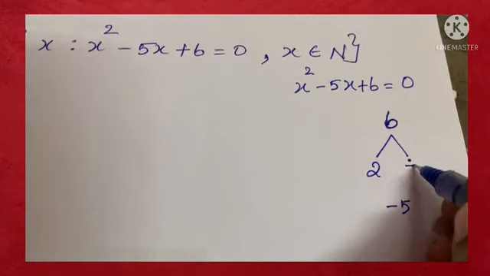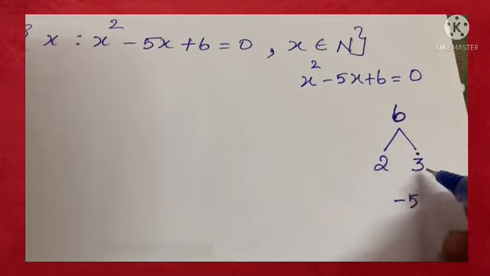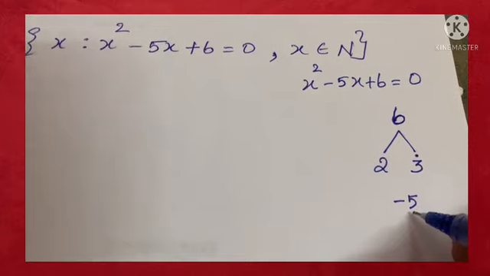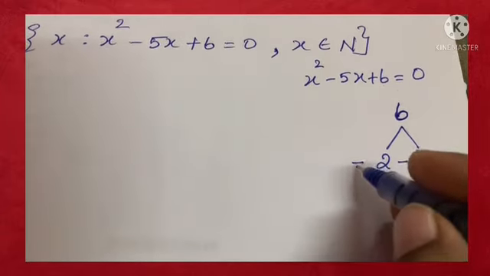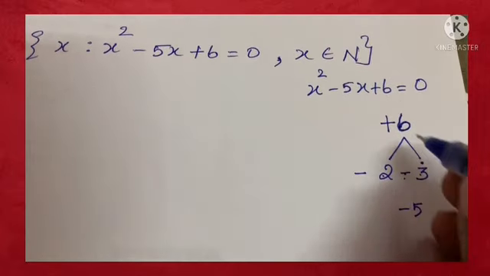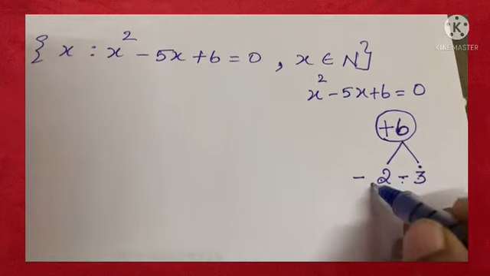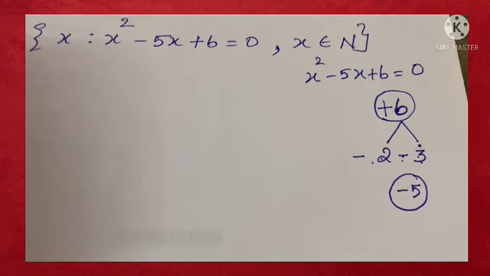Yes, very good. 2 3s are 6. 2 and 3 when added will give me 5. But both should take negative sign. So multiplying these two, minus into minus is plus. 2 3s are 6. Minus 2 and minus 3 when you add you will get minus 5.